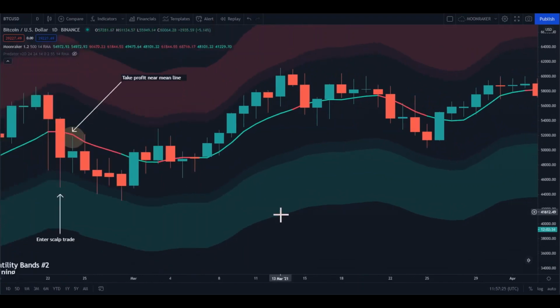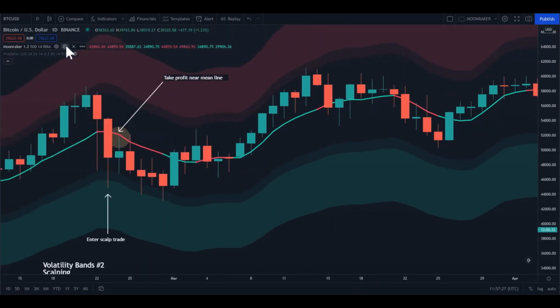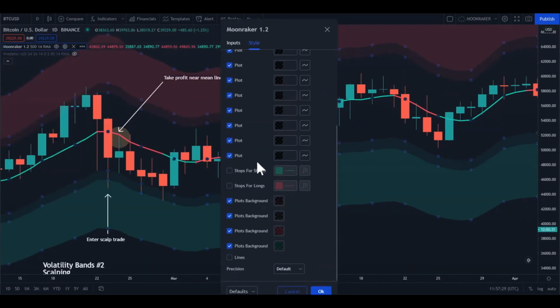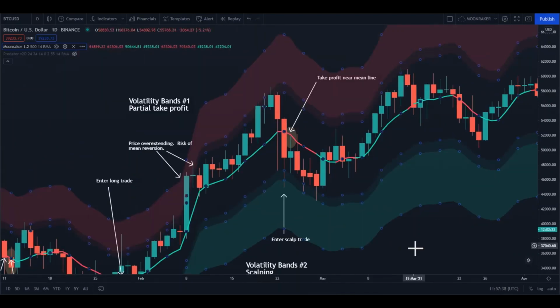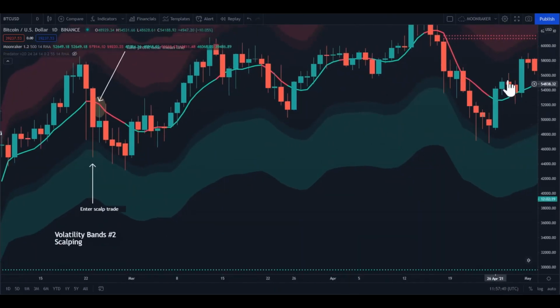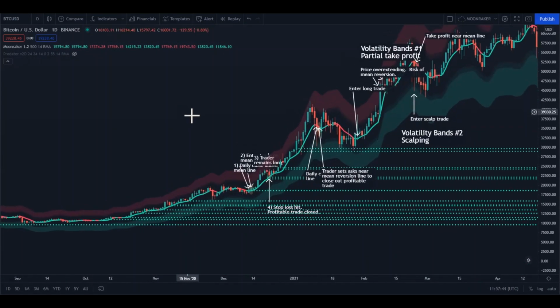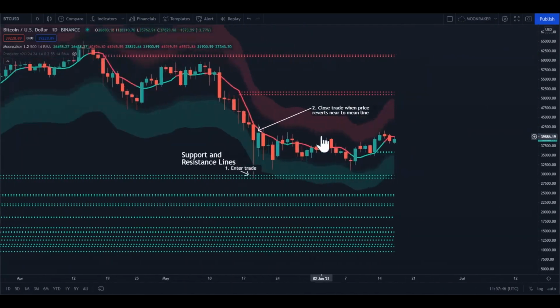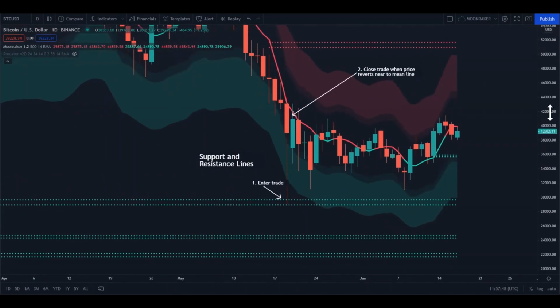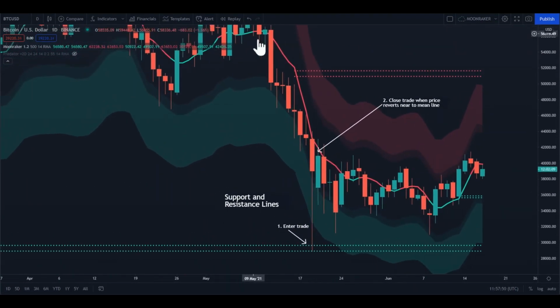Finally, there's another feature with Moonraker, which I'm now going to turn on. So you can turn these on and off yourself when you have Moonraker. And you turn on support and resistance lines by clicking this button here. If I zoom out, you'll see we now have these green and red support lines. And if we zoom into recent price action and the recent price crash for Bitcoin, we can see they offer yet another strategy using support and resistance lines.